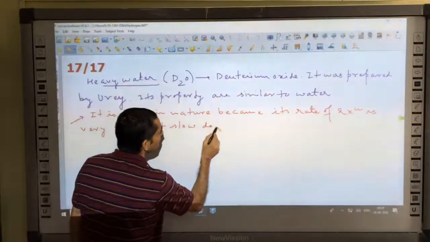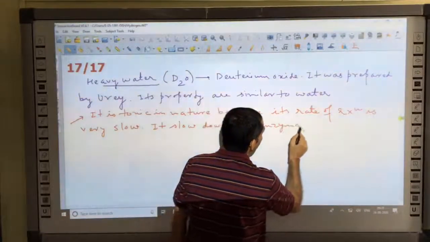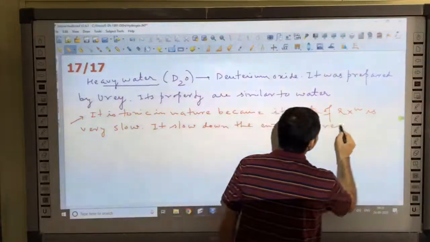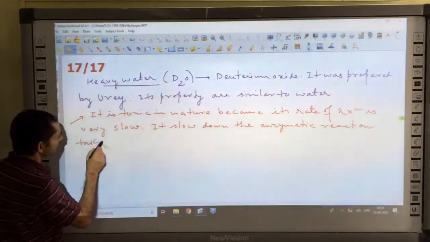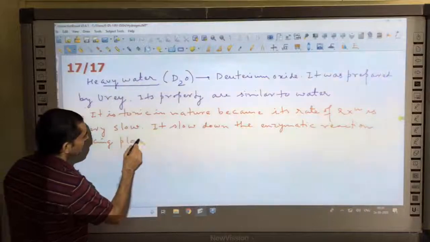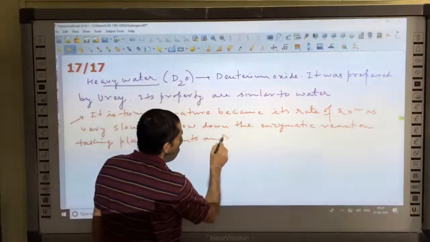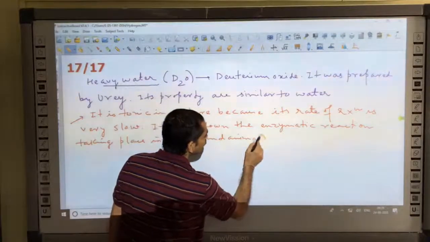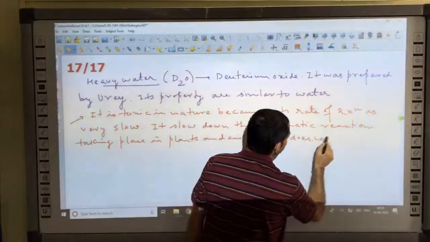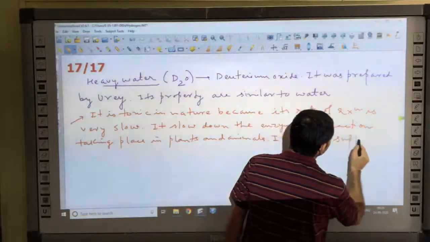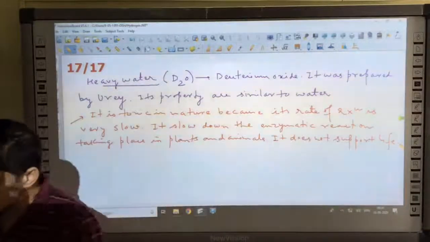It slows down the enzymatic reactions taking place in plants and animals, because it reacts at a low rate, so it does not support life. This is important. It does not support life. Heavy water or deuterium oxide is toxic in nature.